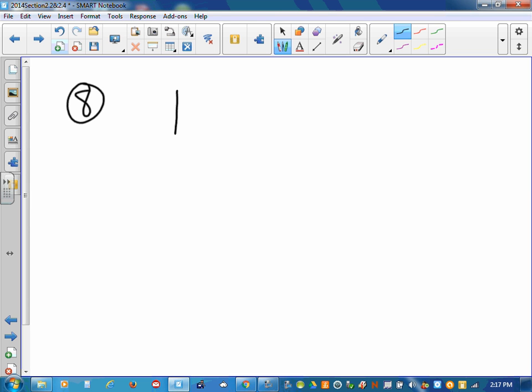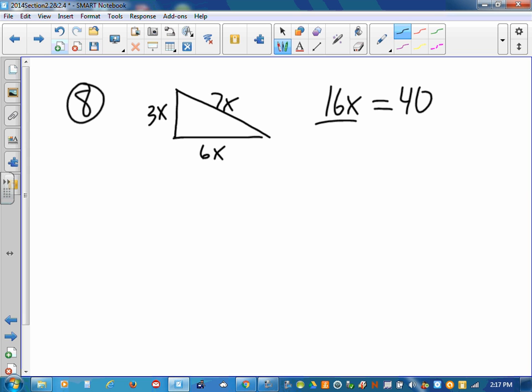We have a triangle, not necessarily a right triangle, just some triangle, and the sides are 3x, 6x, and 7x. If we add all that together, that would be 16x, so 16x is the perimeter. Another way to say the perimeter is that it's 40 inches. So 40 inches. Divide each side by 16, and x is equal to 2.5.